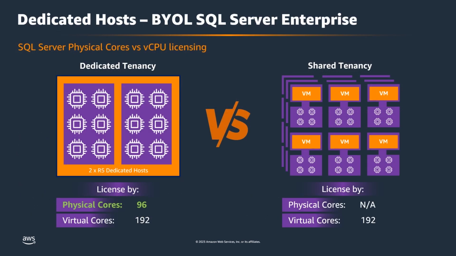This is a visual that just shows the advantage of bringing SQL Server Enterprise to a dedicated host. On the right-hand side of the screen, you can see that the customer had to license by vCPU and shared tenancy, which equaled 192 virtual cores. If that customer used dedicated tenancy on the left-hand side, they will only have to license 96 cores, which will give them a total virtual core count of 192. So this is an example of how dedicated hosts can help customers save on licensing.